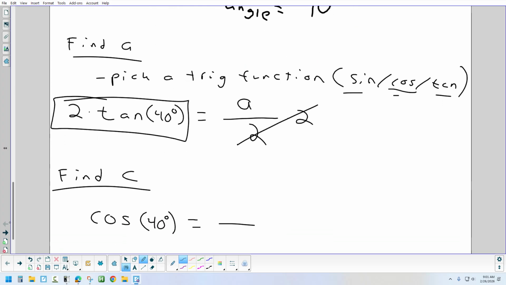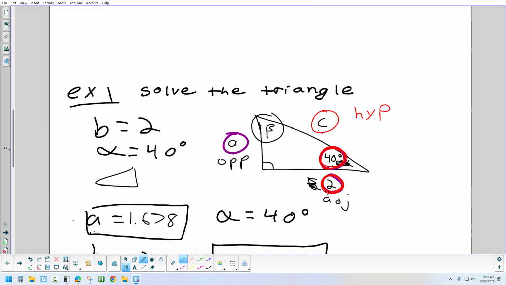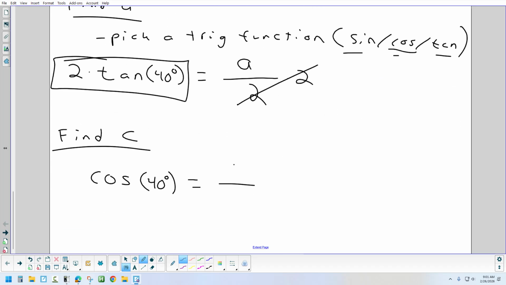Okay, so we've got our angle, and cosine is adjacent over hypotenuse. What's the adjacent in this one? 2. And the hypotenuse? C. 2 over C. So this is the other kind of equation you can get. The first one had the letter in the top. The second one has the letter in the bottom. We're still going to start out by doing the same thing. We don't want to have a fraction. So how would we get rid of having a fraction on the right side? Multiply by the reciprocal.